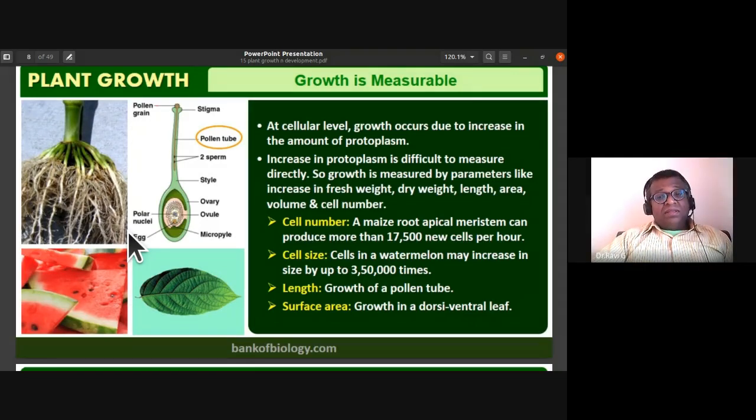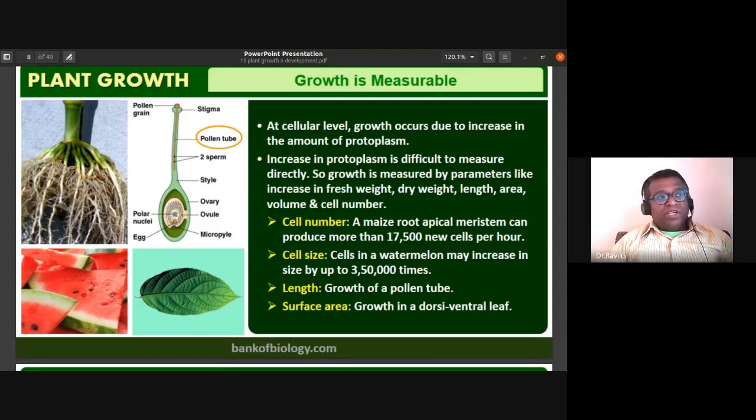So you can see the growth of the pollen tube is a very good example to demonstrate length as one of the parameters of growth. Surface area, growth in a dorsiventral leaf. The dorsiventral leaf might be very small and then they increase to maximum size. So this we call increase in surface area, which is also growth.